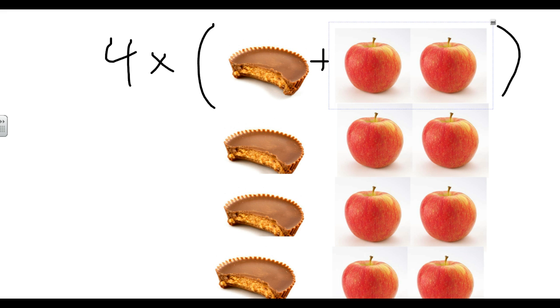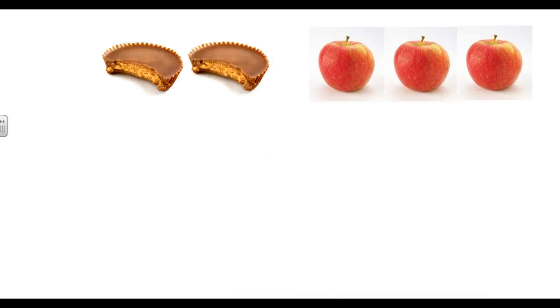And so what we've got seems to be the idea that if we're creating multiple copies of something that contains a lot of elements, we need to be able to multiply each of the different elements and then add those all together. Let's see that in a slightly different scenario with more peanut butter cups and more apples. Let's say we have 2 peanut butter cups and 3 apples. And we want to make sure that we have 4 copies of this complete thing here.